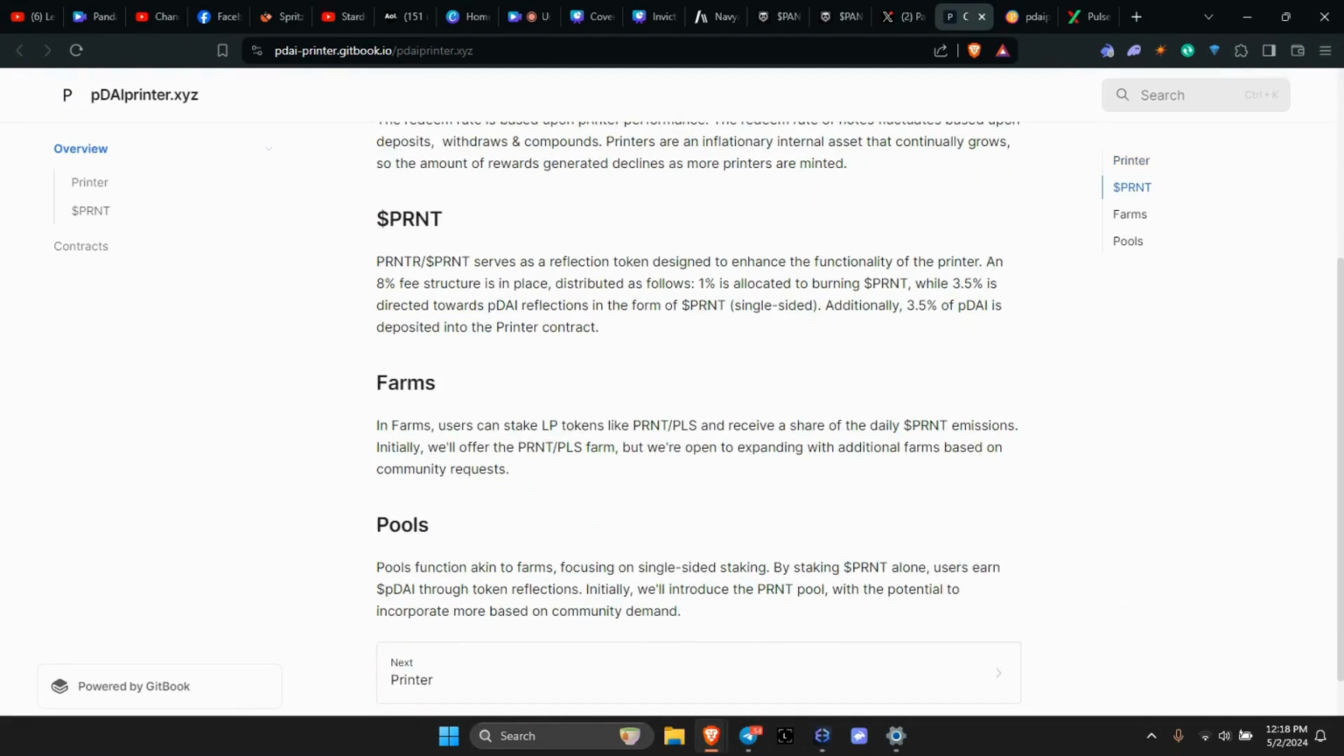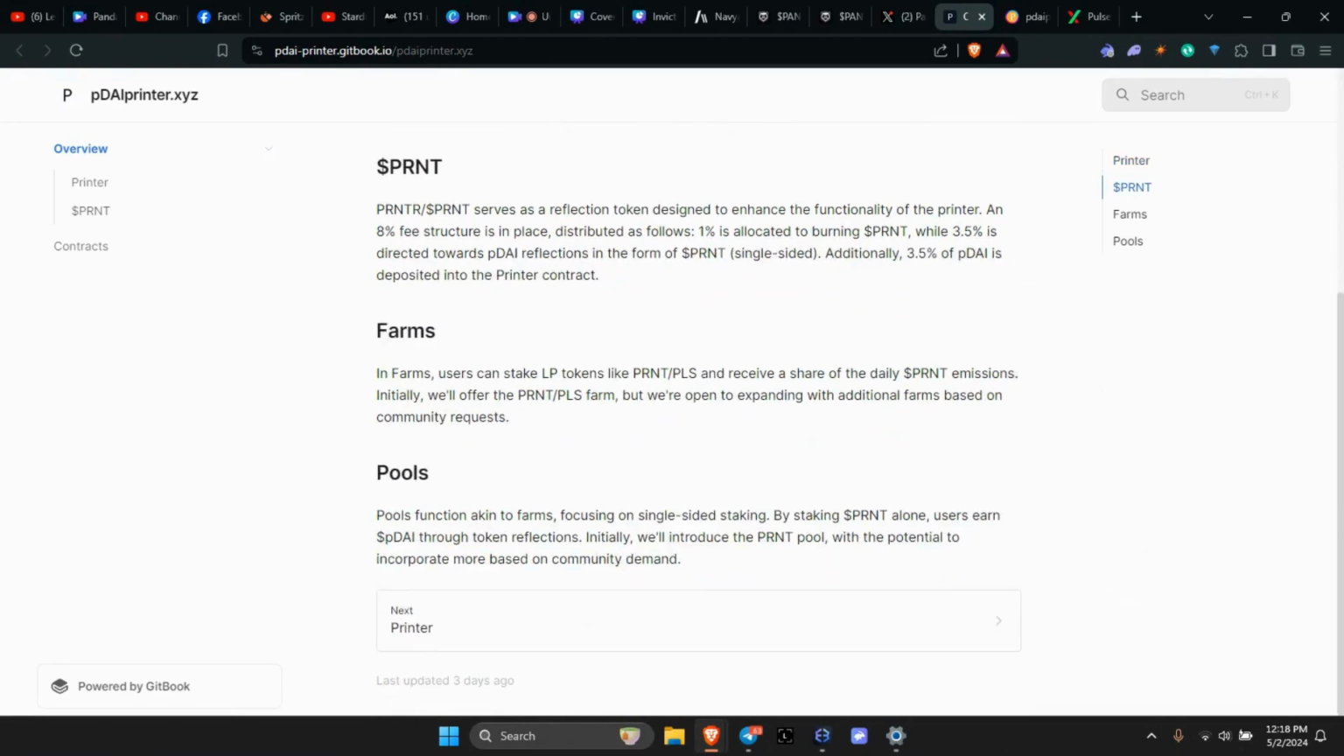Then you have farms and pools. In the farms, the user can stake their LP tokens like print and PLS and receive a share of the daily print emissions. Initially, we offer the print and PLS farm, but we're open to expanding with additional farms based on community request. That's good. Pools. The pool functions akin to farms, focusing on single-sided staking. By staking print alone, users earn pDai through token reflections. Initially, we introduced the print pool, with the potential to incorporate more based on community demand. Then it goes into the printer.